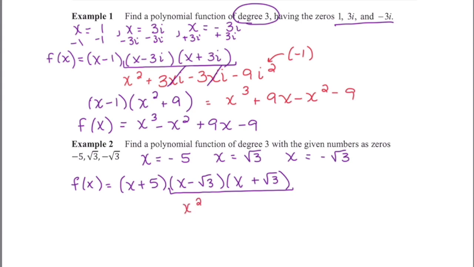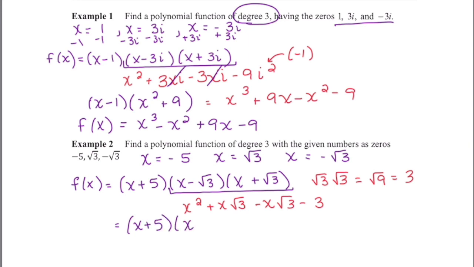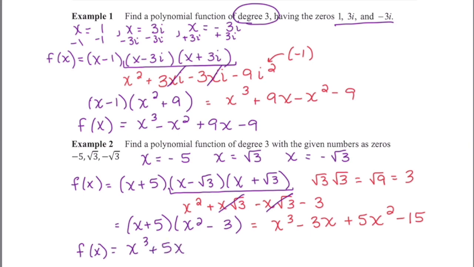When I distribute, we'll have x squared plus x square root 3 minus x square root 3 minus 3. Keeping in mind that the square root of 3 times the square root of 3 gives us the square root of 9, and the square root of 9 is 3 itself. We now will have x plus 5 times x squared, our positive and negative x square root 3's disappear, minus 3. Distributing one more time, I have x cubed minus 3x plus 5x squared minus 15. Writing our polynomial out in descending order, we have x cubed plus 5x squared minus 3x minus 15. We found a polynomial of degree 3, which will have the zeros listed.